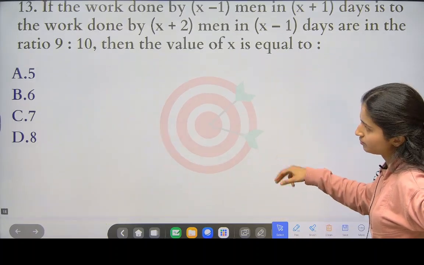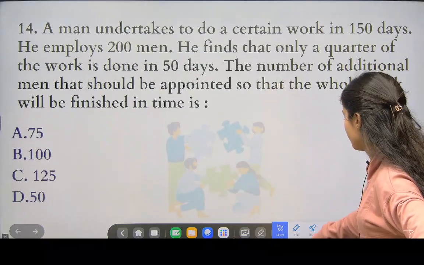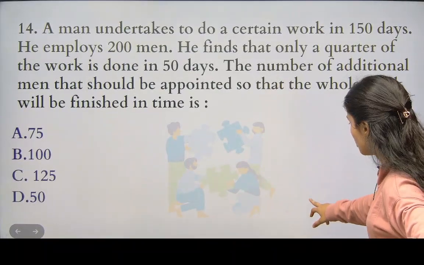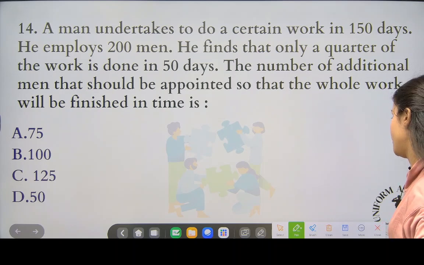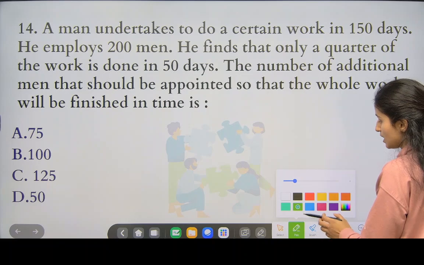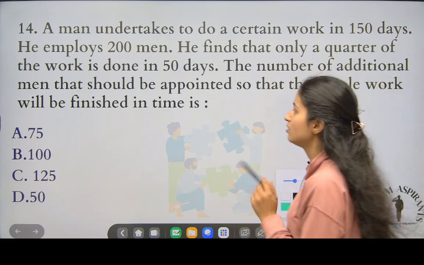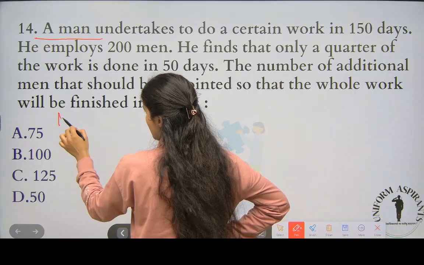Now see this. See this, what is the question? See what is the question now. A man undertakes to do a certain work in 150 days. Fine. Man means one person. Day means one day. Man means, I'm underlining, okay, one person. M1 is one.